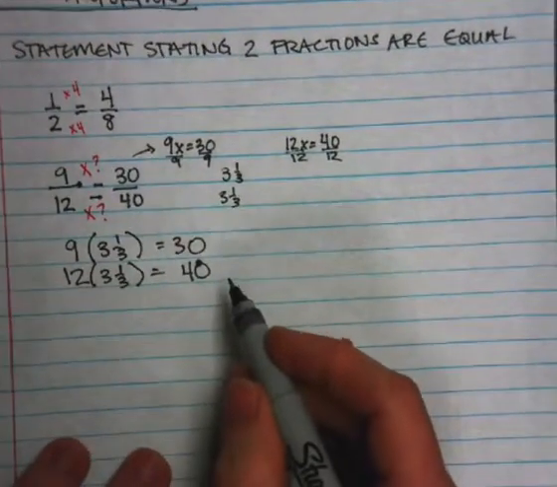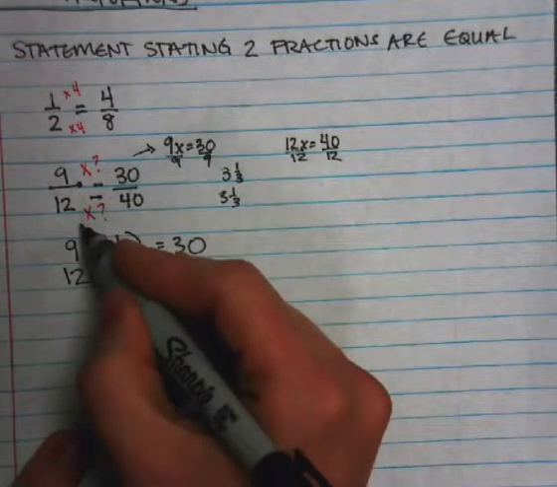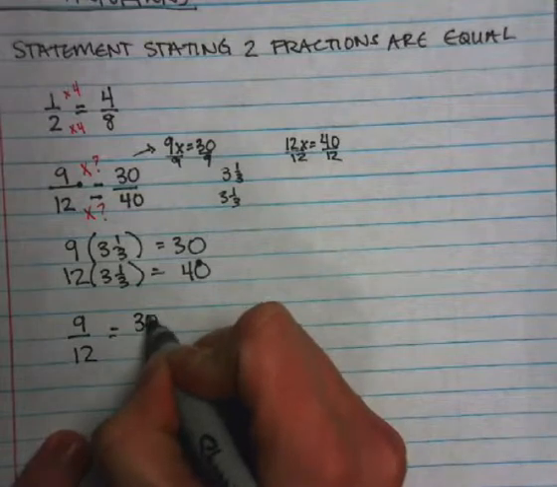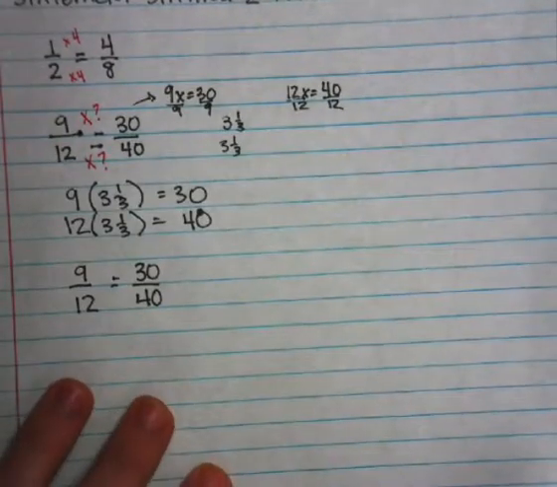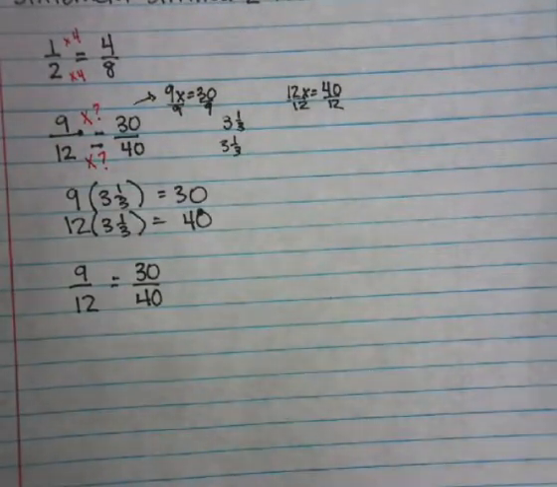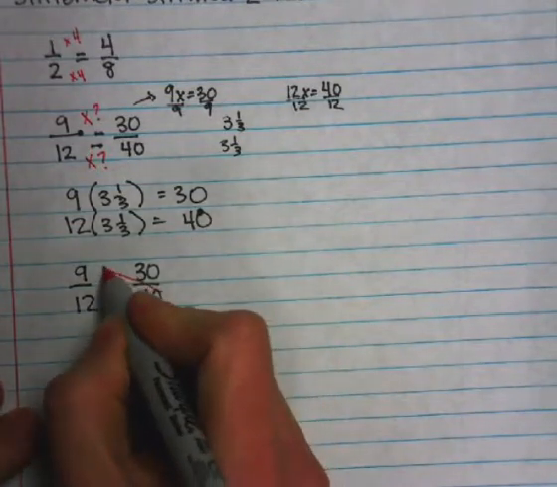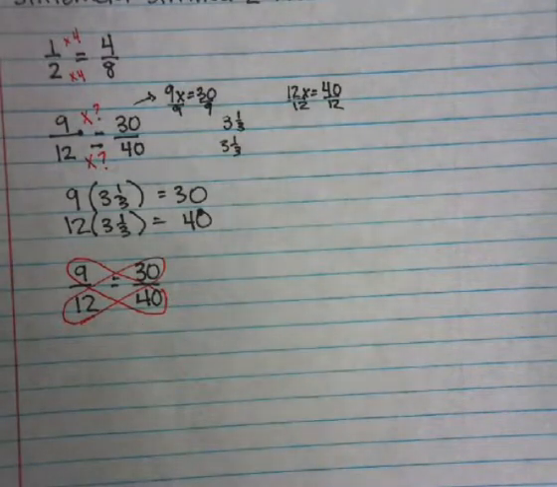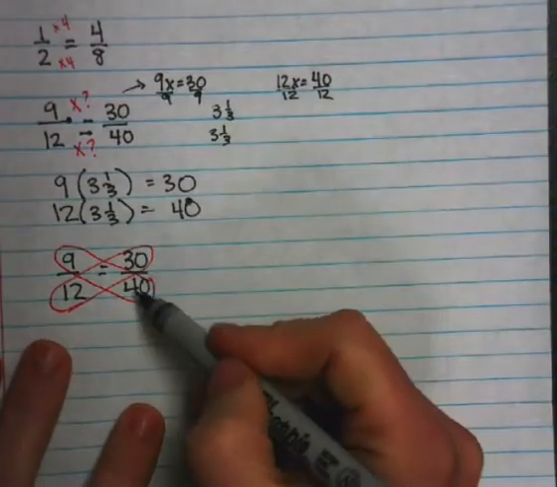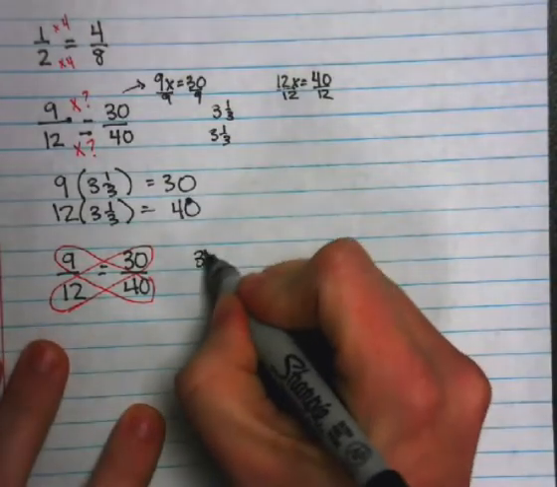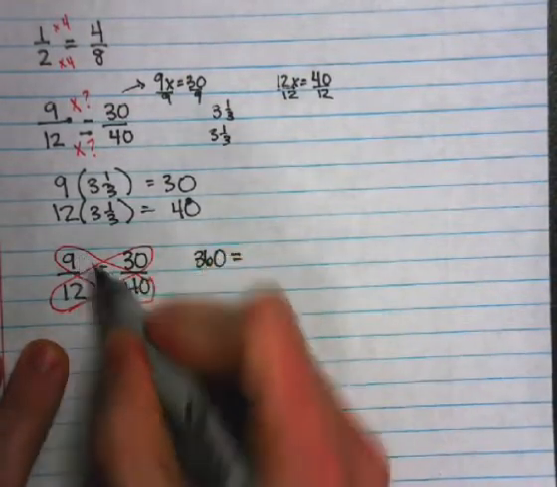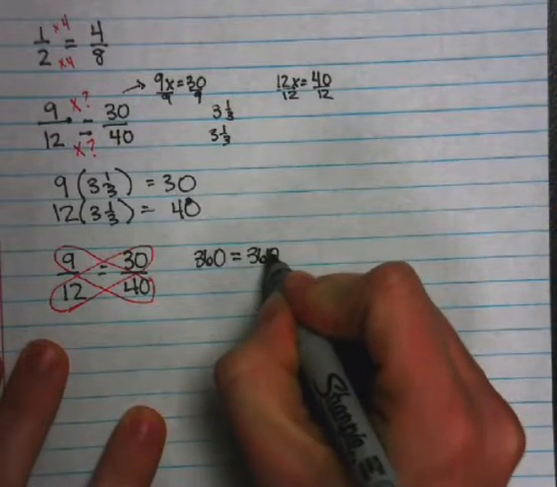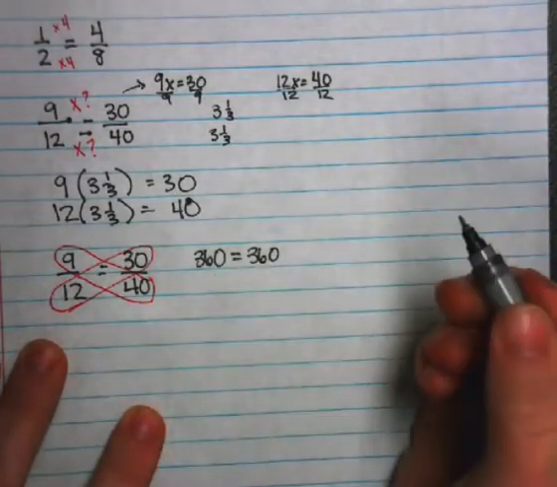It's called cross multiplying. So I'm going to go back and take this 9/12 equal to 30 over 40. And you can only cross multiply through an equal sign. So I'm going to multiply the 40 times 9, 360. And then 12 times 30, 360. 360 equals 360? Yes, of course it does.